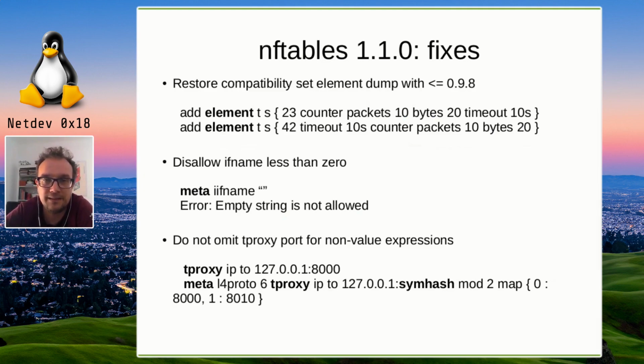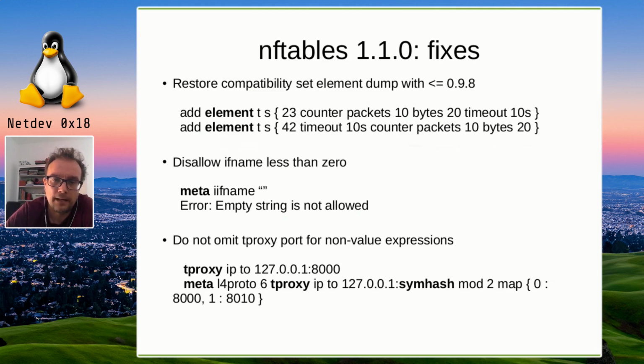So basically now it's a bit more flexible, so you can place either after the key the element options or the statements. Disallowing ifname less than 0 is just a regular check. Many sanity checks like this are going to come in this release, which is mostly the goal. Mostly we have focused on improving quality and trying to reduce the amount of issues. So you will see in my report today more details about this.